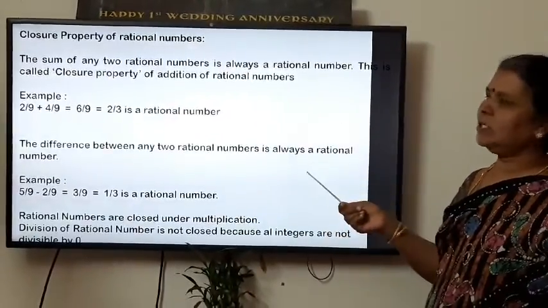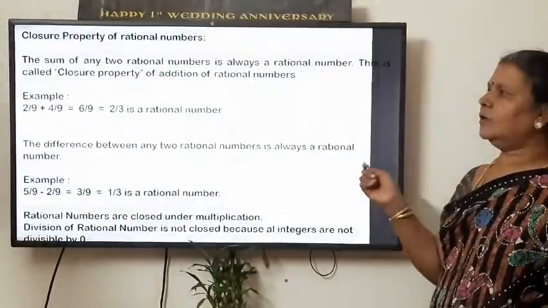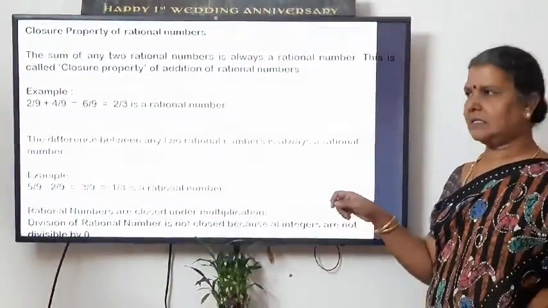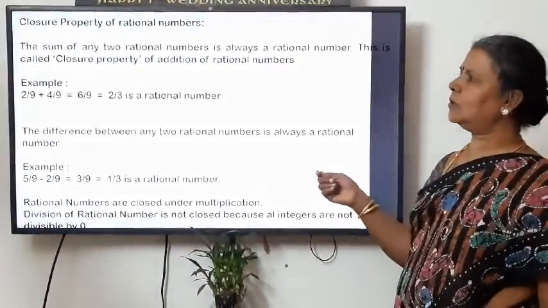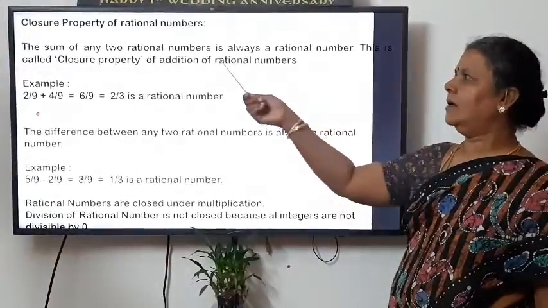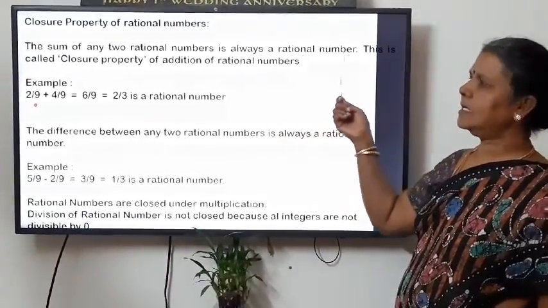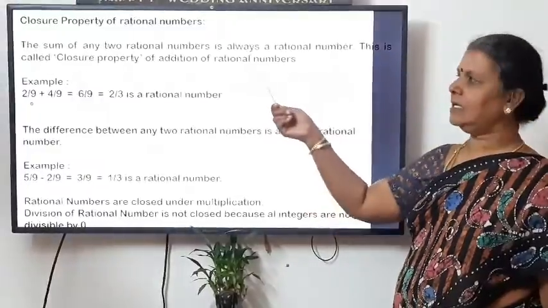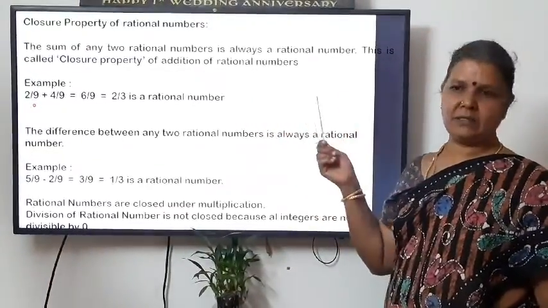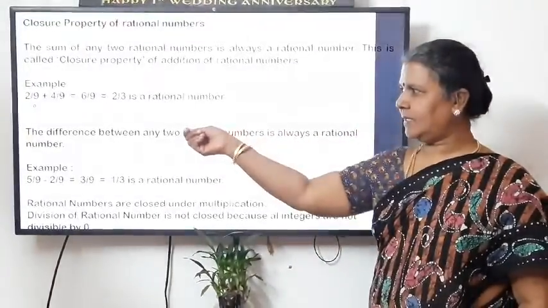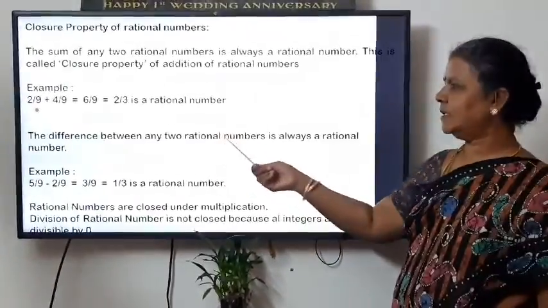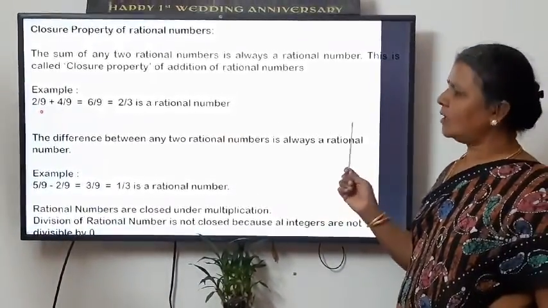Next is closure property. Closure property of whole numbers, integers and all you have seen in 6th and 7th. Now we are going to see the closure property of rational numbers. When you add any two rational numbers, the result is always a rational number, which is closed under addition. Next, an example is given here, you can see very well.